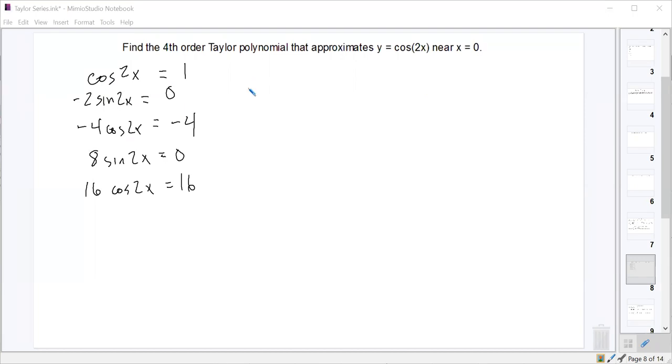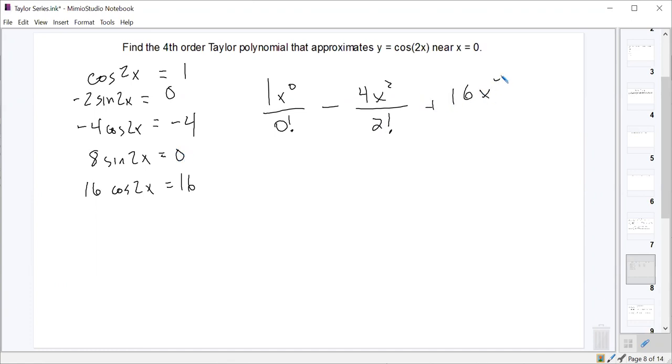So what should this look like? It should look like 1 x to the 0 over 0 factorial plus 0, right? We can ignore that. That'd be 0x to the first over 1 factorial. Then we're going to have minus 4x squared over 2 factorial, and then 0x cubed over 3 factorial, and 16x to the 4th over 4 factorial. Good or no?